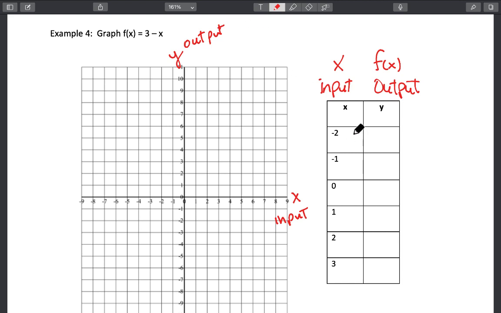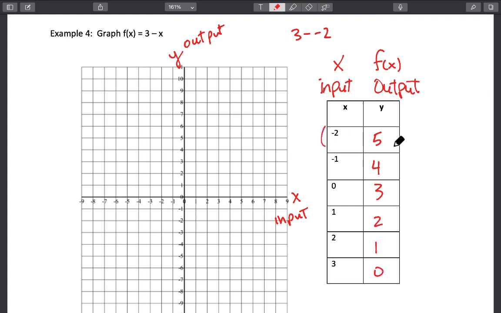All right, so let's calculate what our outputs would be. If x was negative 2, I would substitute negative 2 into my equation, and that would be 3 minus a negative 2. Well, minus a negative would be plus a positive, so that's going to be an output of 5. Likewise, when I put negative 1 in for my x, I'm going to have 3 minus a negative 1. That's going to give me 4. And I'll have 3, 2, 1, and 0.